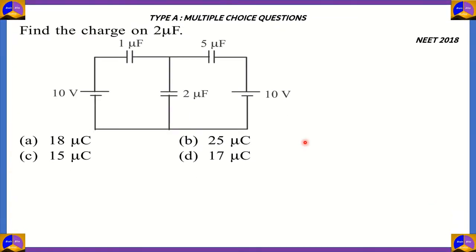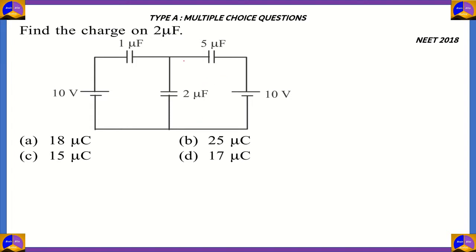Here lies the first. Find the charge on the 2 microfarad capacitor here. So in this schematic, you can see that you have 2 batteries of 10 volts each and 3 capacitors, one with 1 microfarad, the other with 5 microfarad, and the last one with 2 microfarads. So we need to find out the charge passing through 2 microfarads.